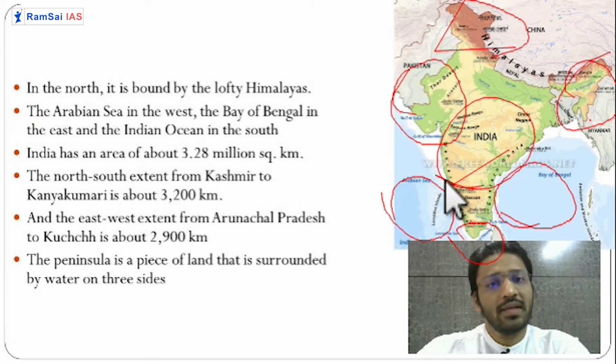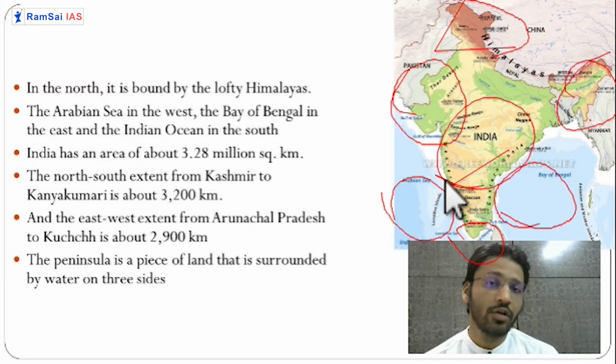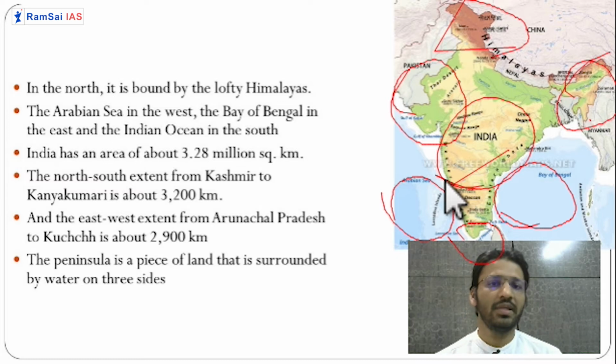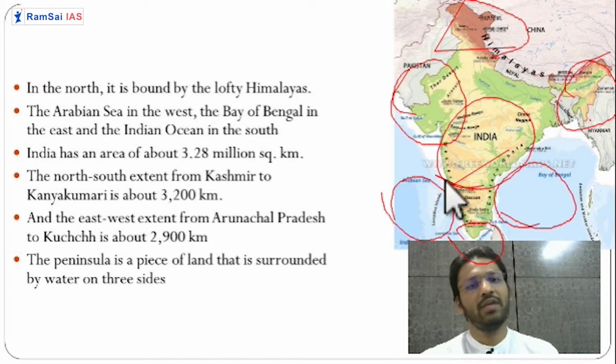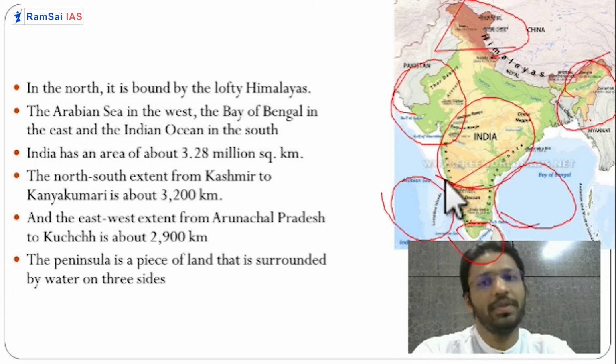So let us understand the basic things about India, some facts which are very important from the point of view of our preliminary examination. Just one of the sentences can be given in your answer and you will have to deal with that. The most important thing is the overall area of India, which is around 3.28 million square kilometers.